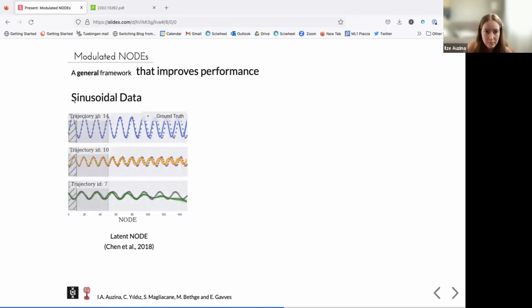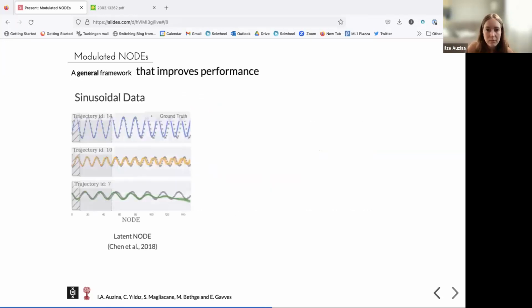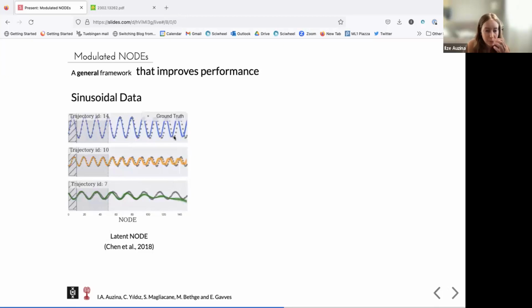So first, of course, you test on some synthetic data. In this case, for the sinusoidal data, we only have the dynamics modulator variable, that upper part, because your observations are just, let's say, the XY coordinates. So there's no need for a static modulator. So for sinusoidal data, this is exactly what Efstratios discussed beforehand.